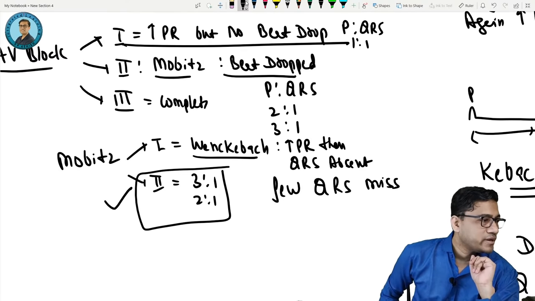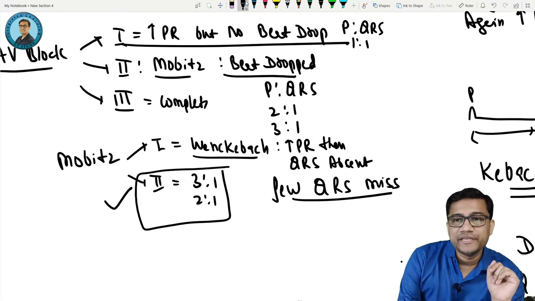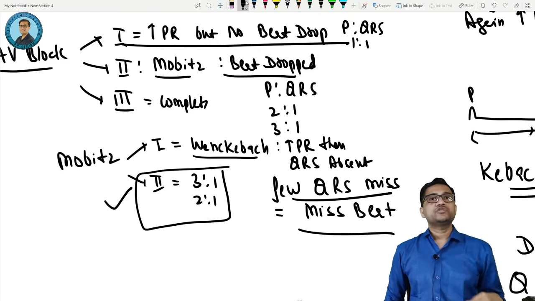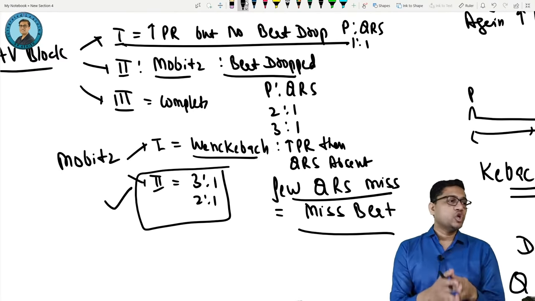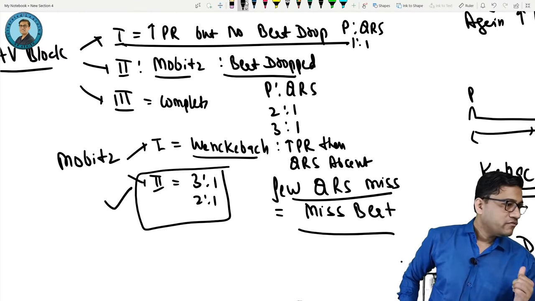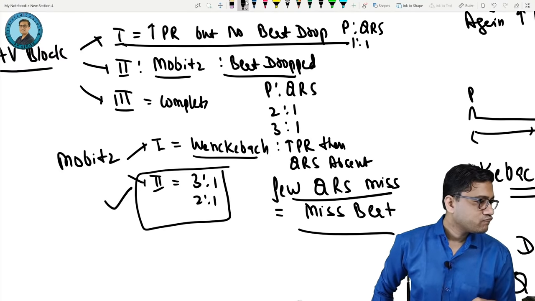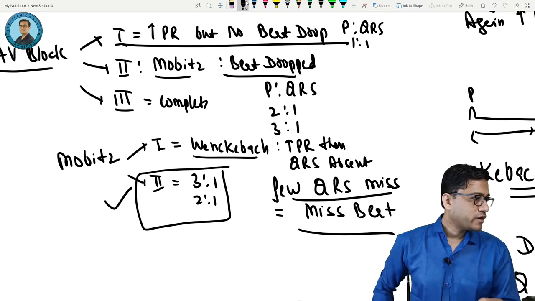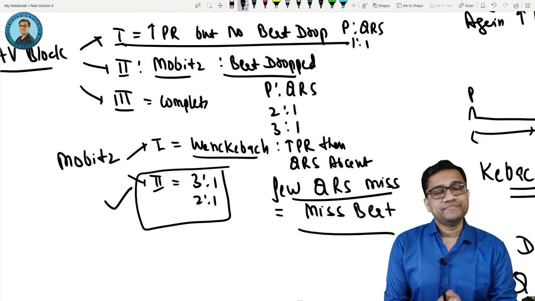Are you clear? Okay. Missing beat means no QRS. Missing beat is no QRS. It's called a missed beat. Are you clear? So what is a missing beat? When QRS is not seen. Okay. Fine, Ashish. Okay. So everything is clear?